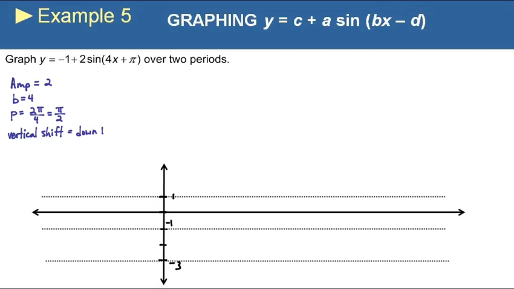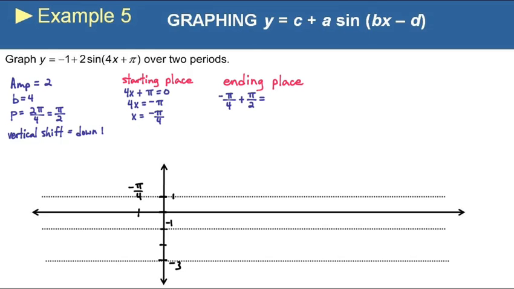And there is a phase shift this time. So we'll calculate the starting place of our graph, which is where 4x plus pi equals 0. That means that when x is negative pi over 4, that's the starting place of our first cycle. So here is negative pi over 4. And the ending place of our first cycle would be negative pi over 4 plus a period. So negative pi over 4 plus pi over 2 would give us positive pi over 4.